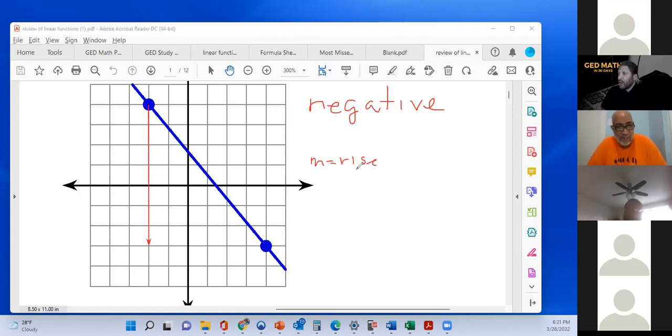Every time you're doing a problem like this, you go through the same exact steps. Negative 7. Why is it negative 7 again? Somebody tell me, because of what direction am I going? Down. Okay, let's do the run. 1, 2. Let me get my arrow. Hold on. 6.